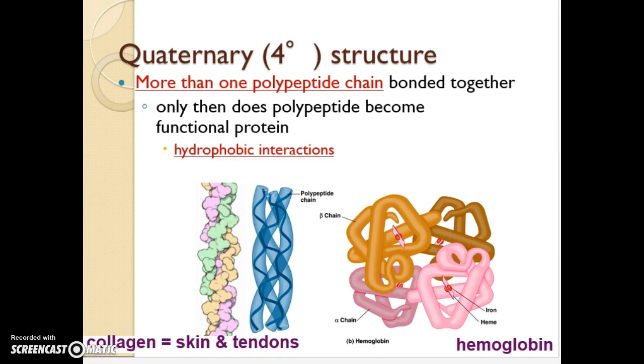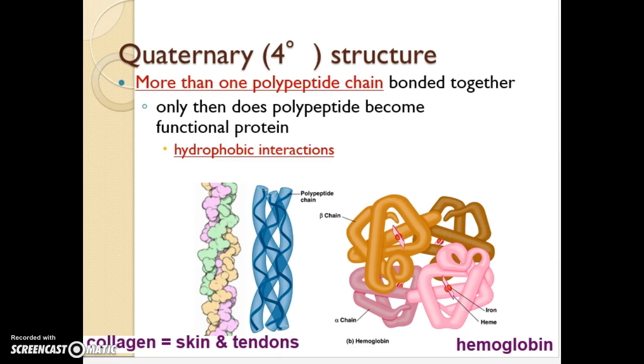The last level of structure is the quaternary structure. And so we didn't mention this before because this involves more than one polypeptide chain. So up until now, the primary, secondary, and tertiary structures are all one polypeptide chain in its interactions with itself. But the quaternary structure is going to be the interaction with another polypeptide chain.